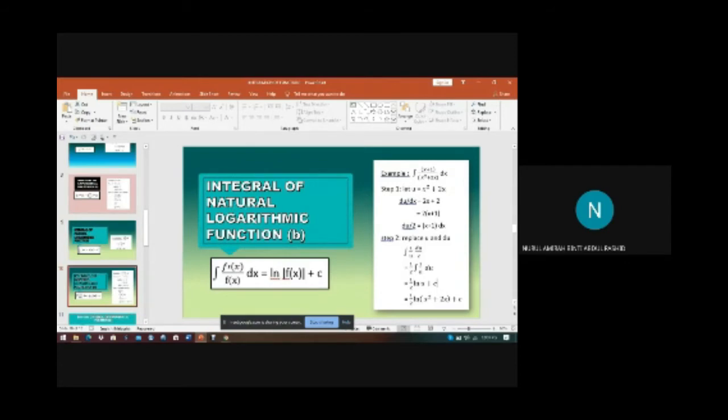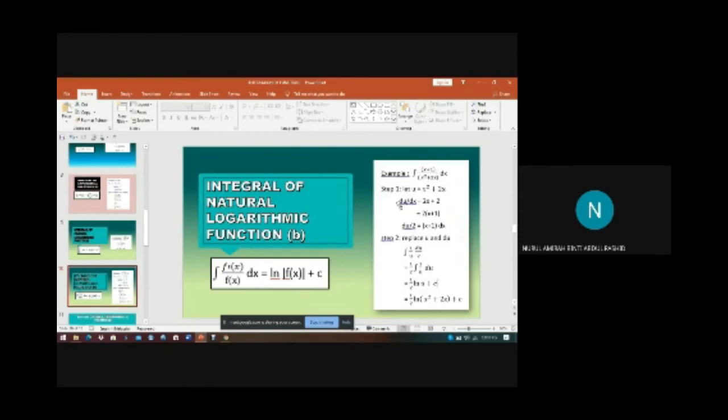Another example of natural log function. So I will explain to you this example. Before that, look at this rule. For this rule, the antiderivative of f prime x over f x dx is equal to ln f x plus c. So look at the example. We just need to apply the rule to the equation.